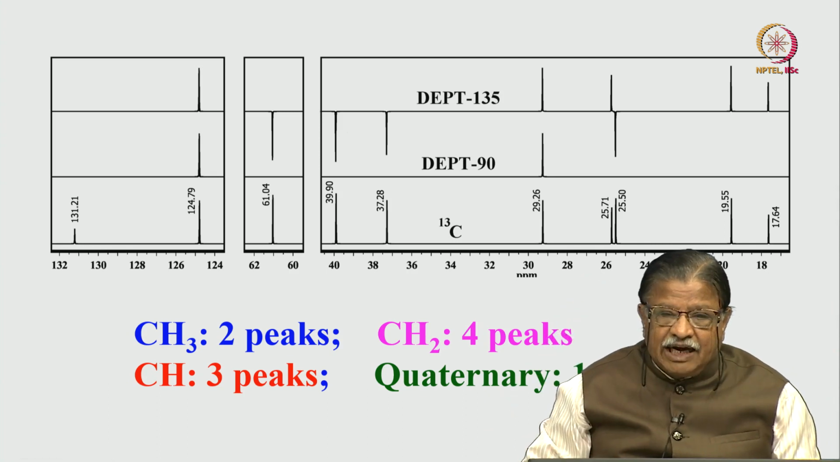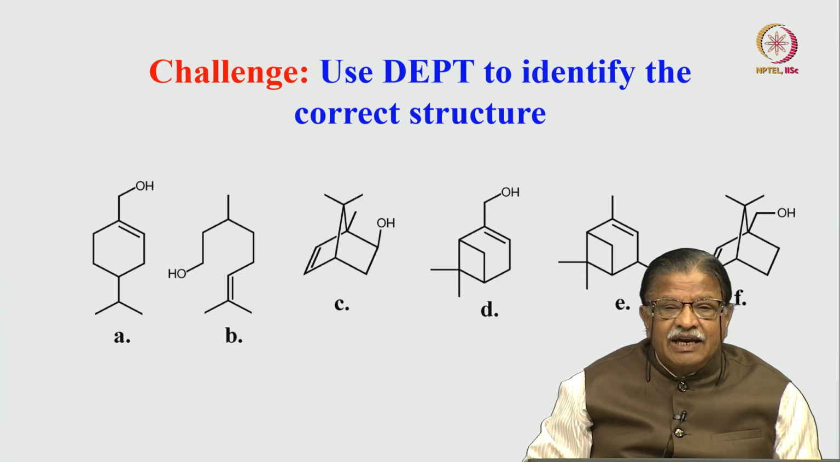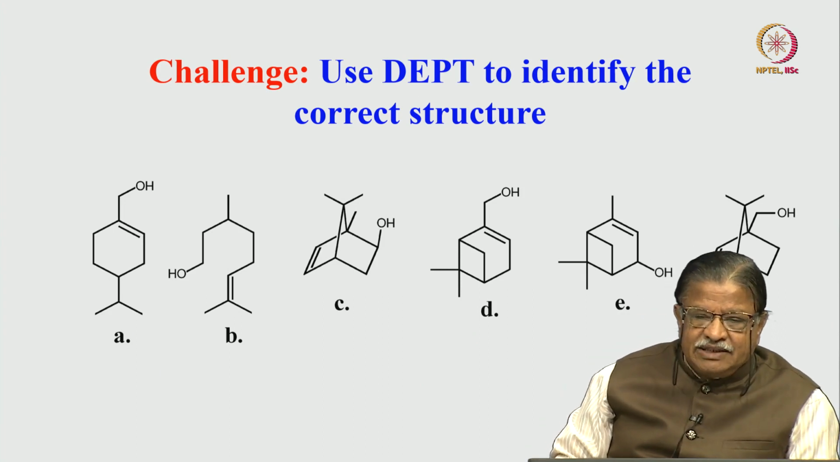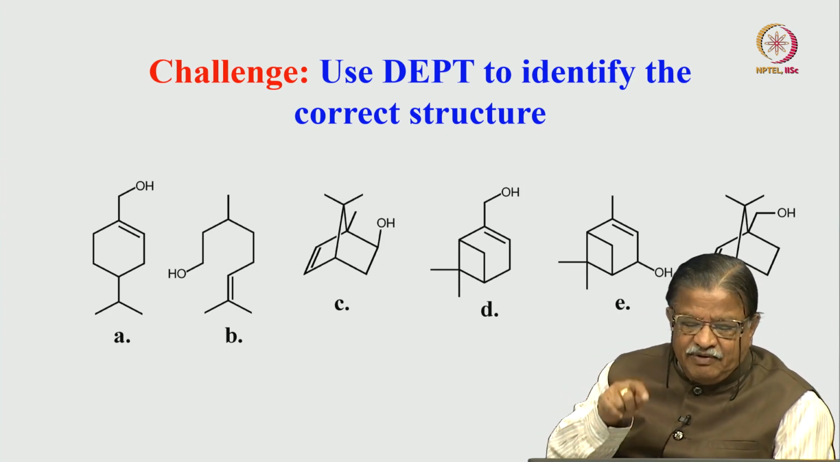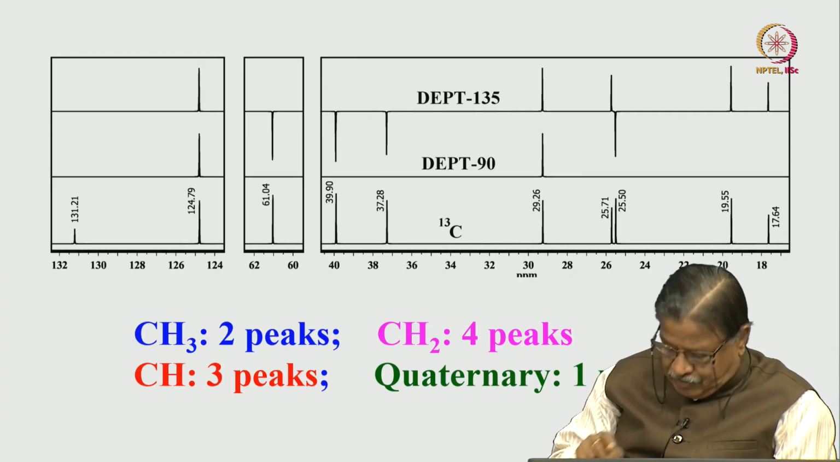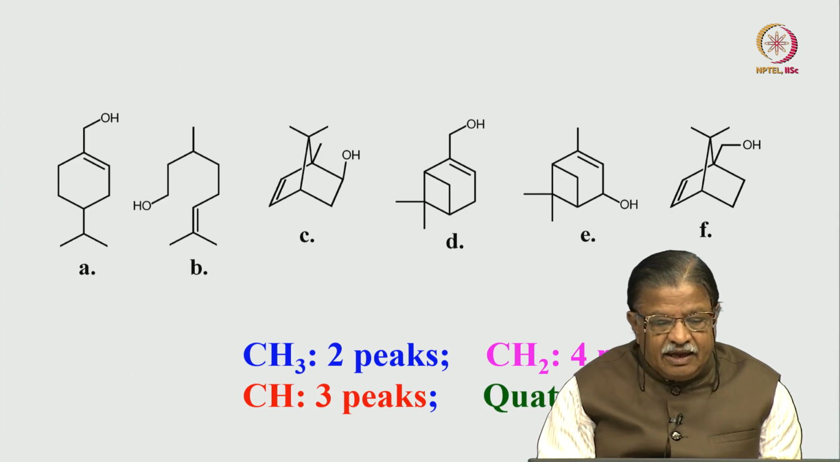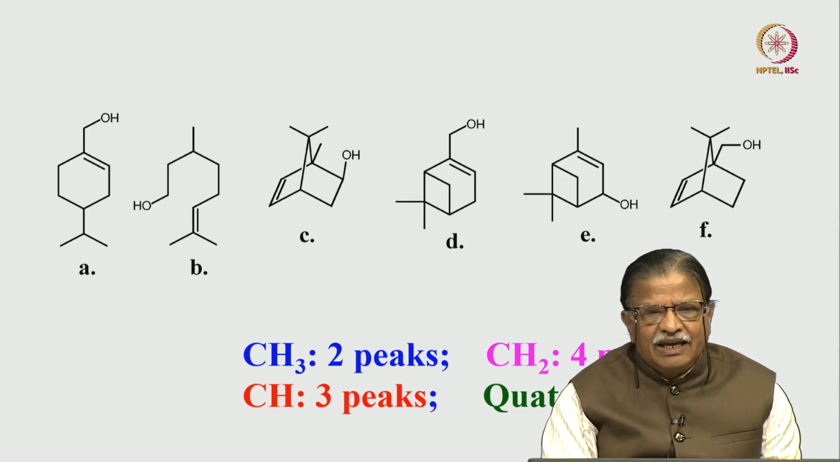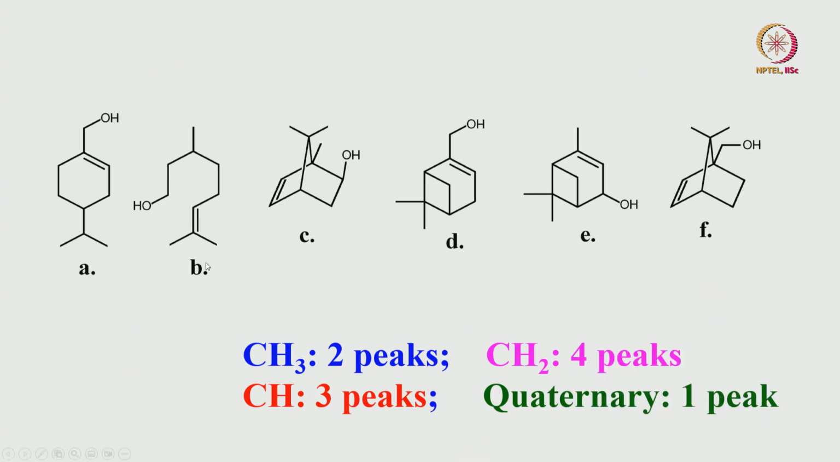Now our job is to identify which of these terpenes the DEPT spectrum corresponds to. If I know that, I can get the correct structure. Using this information, we will go further. Now our job is to identify in the molecule 2 CH3 peaks and 4 CH2 peaks, all these things we have to identify. Look at the molecule 1 here.